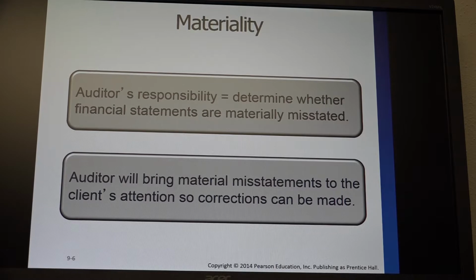The auditor's responsibility is to determine whether financial statements are materially misstated. They need to bring material misstatements to the client's attention so that the client can make a correction. And of course, if they don't make a correction, we're certainly not going to issue an unqualified opinion. That opinion is going to be either qualified or adverse, depending on the situation and the materiality of the misstatement.